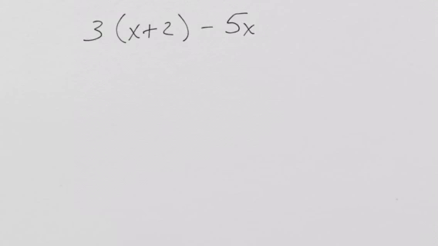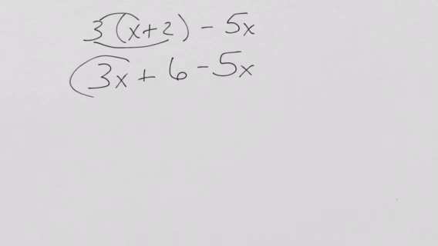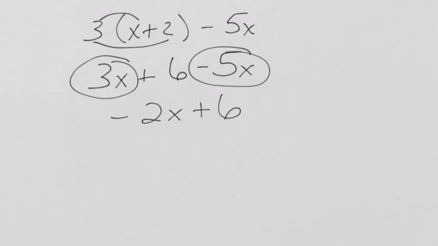Oh, look, it's a distributive property. So we always like to clear our parentheses first. And we get 3x plus 6 minus 5x. Now let's combine our like terms. 3x and negative 5x, that's negative 2x, plus 6.